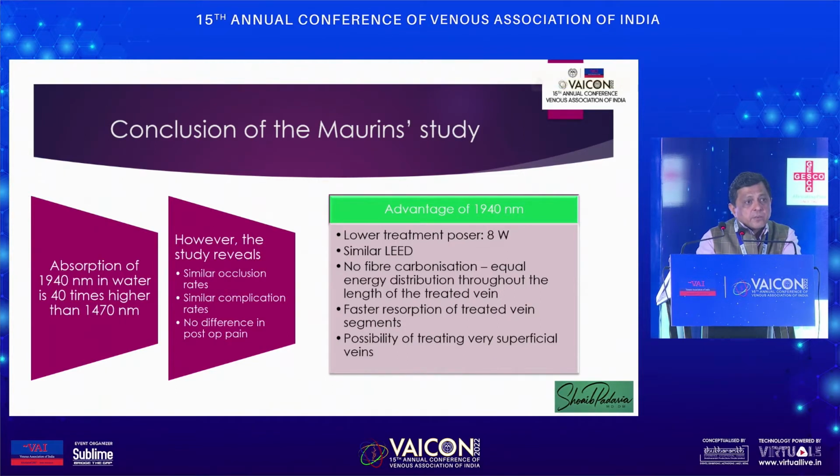Now, this is a very, very important feature when you use a lower amount of energy. Because when carbonization occurs at the tip of the laser fiber and you keep pulling the laser fiber along the length of the vein, the amount of energy delivered towards the lower part of the vein is much lesser, obviously because of the carbonization. So there was no carbonization at all here, and this means that the amount of energy delivered was uniform along the entire length of the vein.